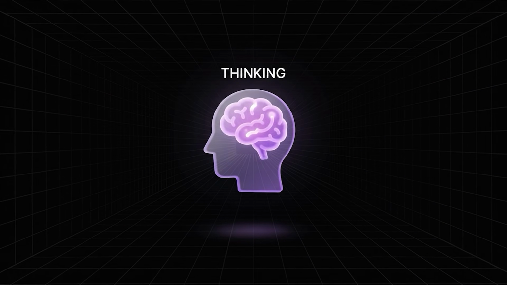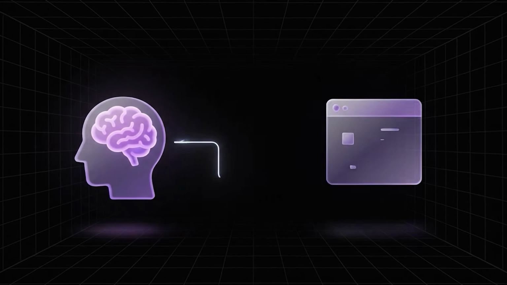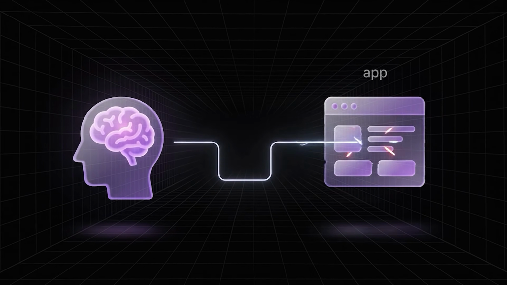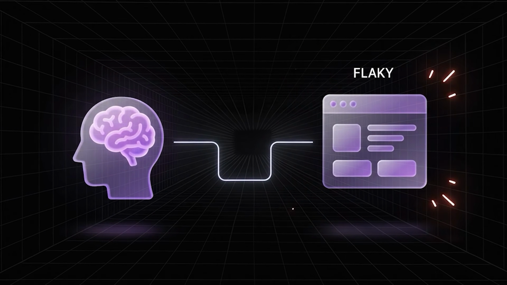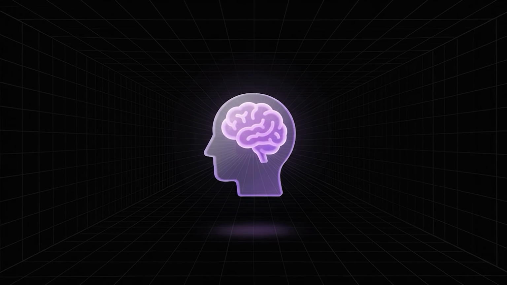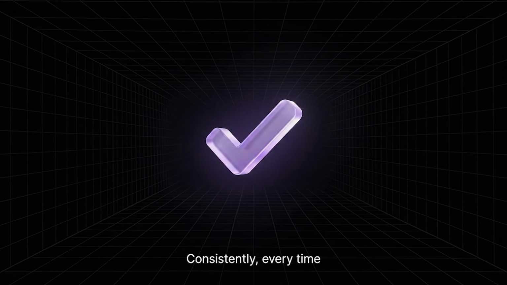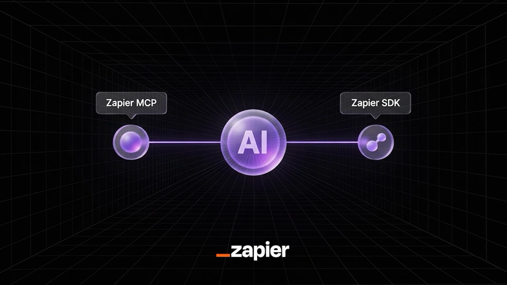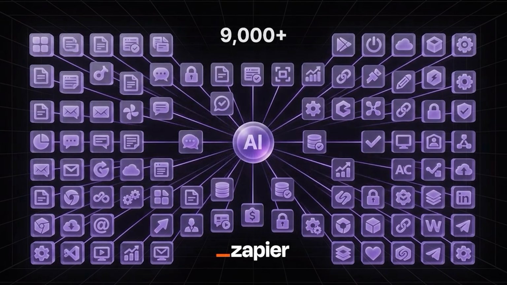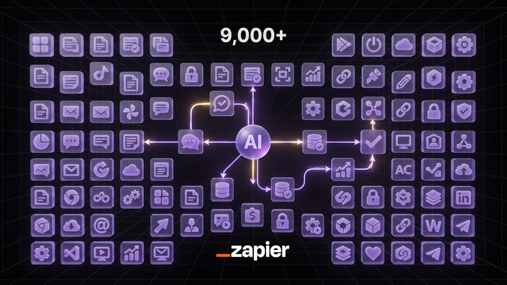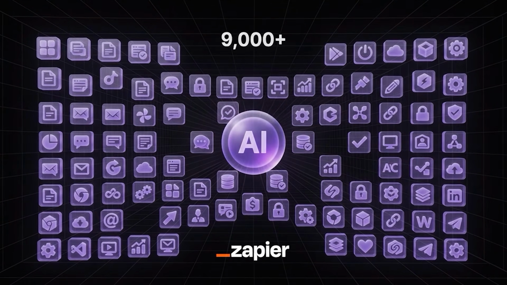If you've ever built an AI agent, you'll know that the painful part isn't the thinking, it's the doing. Agents reason great, but the second they have to actually use an app, things get flaky. What Zapier built is a reliable execution layer. In plain English, when your agent decides to use an app to do a task, it actually does it consistently every single time. And through a single connection, either the MCP or the SDK, your AI can reach over 9,000 apps, use them, and chain them together for complex requests a normal agent can't pull off.